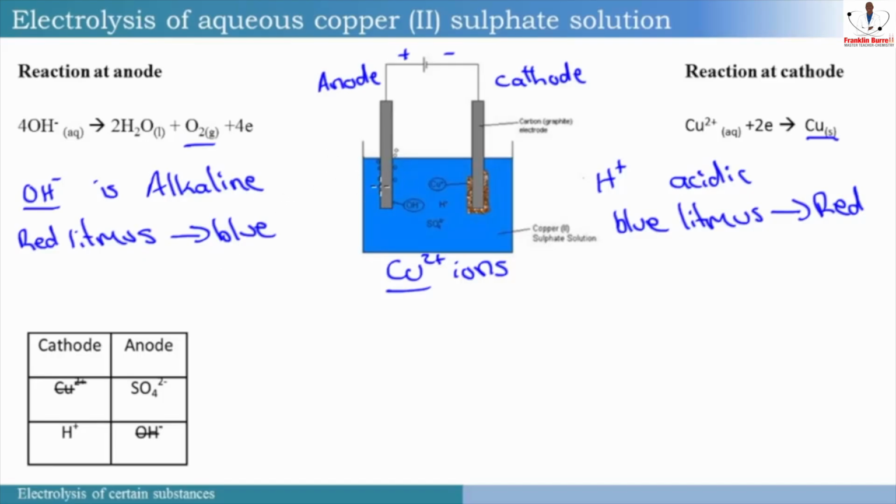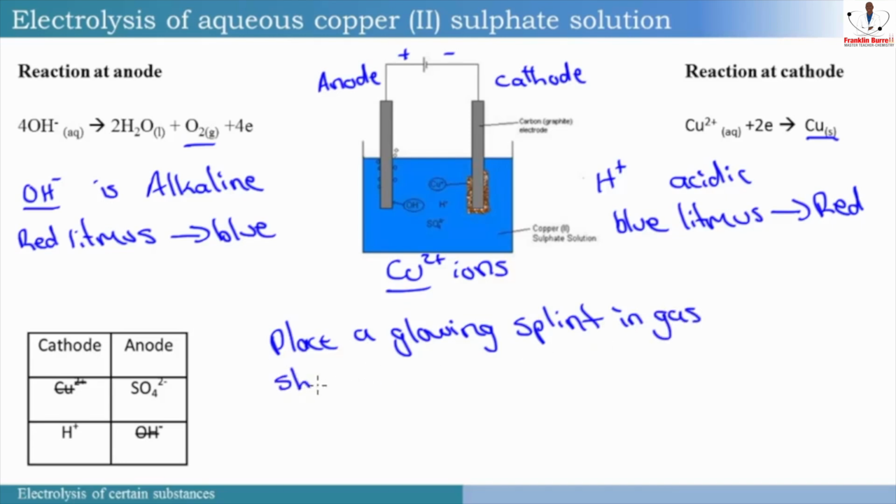This gas coming off here, which is oxygen gas, you can test for that gas. Oxygen gas should relight a glowing splint. So if you place a glowing splint in the gas, then it should relight. So the oxygen will relight the glowing splint, and that is how you can tell if the gas coming off is oxygen. We don't have a gas coming off at the cathode, so we can't test for a gas there. But again, you can observe the red-brown solid.